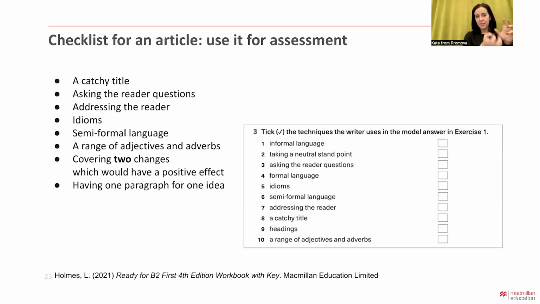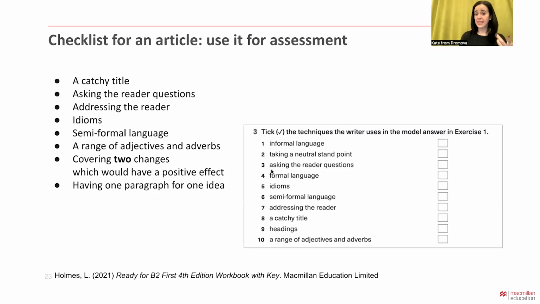So this is the same checklist for the same task that we looked at a moment ago, an article which talks about life changes. As you can see on the left, this is the checklist that we produce at the stage of brainstorming. And on the right, this is a checklist that we would produce if we're looking at an example. I actually took this from the book. So it can be formulated differently, but the idea would be the same.